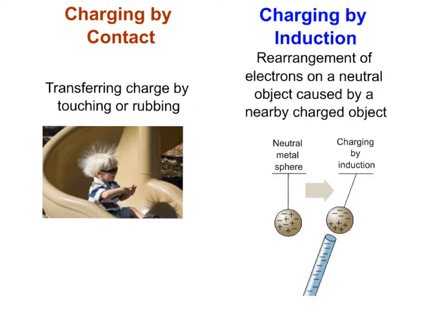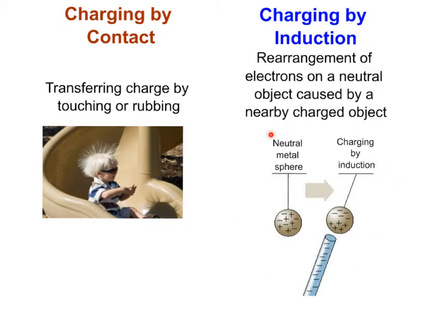So far, we have only talked about charging by contact. When we talk about charging by contact, we're talking about transferring charge by touching or rubbing, for example, with the shoe on the carpet or the laundry touching each other. And so charge can be transferred by direct contact between different objects. There's also something called charging by induction. Induction would be the rearrangement of electrons on a neutral object caused by a nearby charged object.